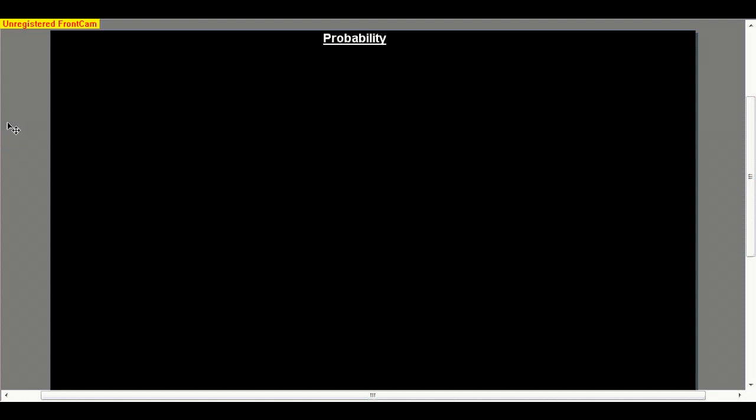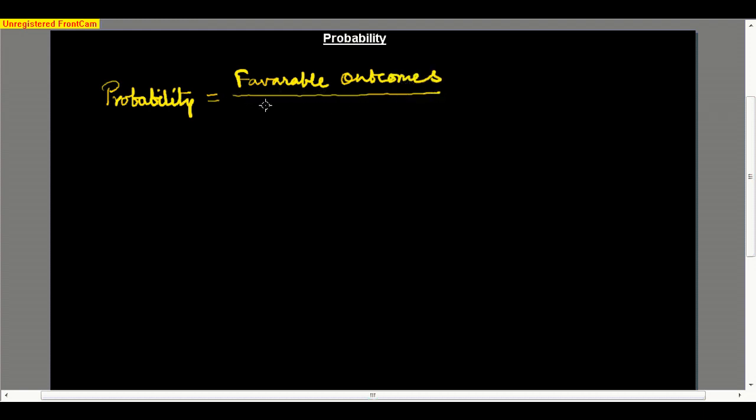This is the introductory session of probability. Let us see what probability basically is. We start with the formula: probability is equal to favorable outcomes upon total outcomes.